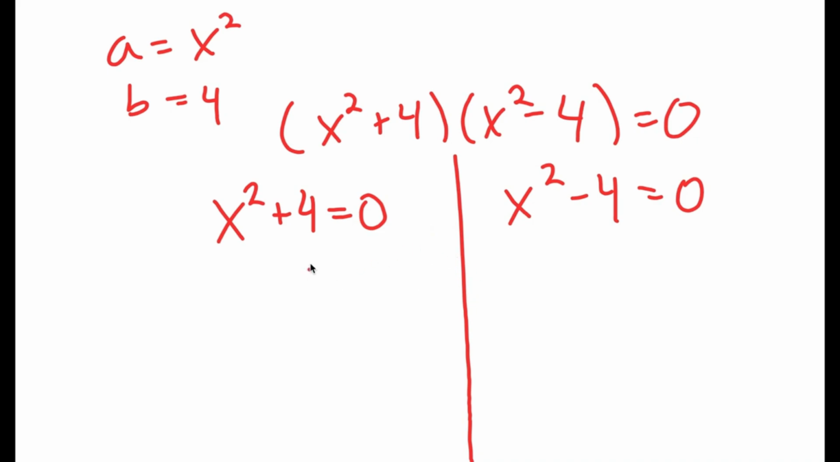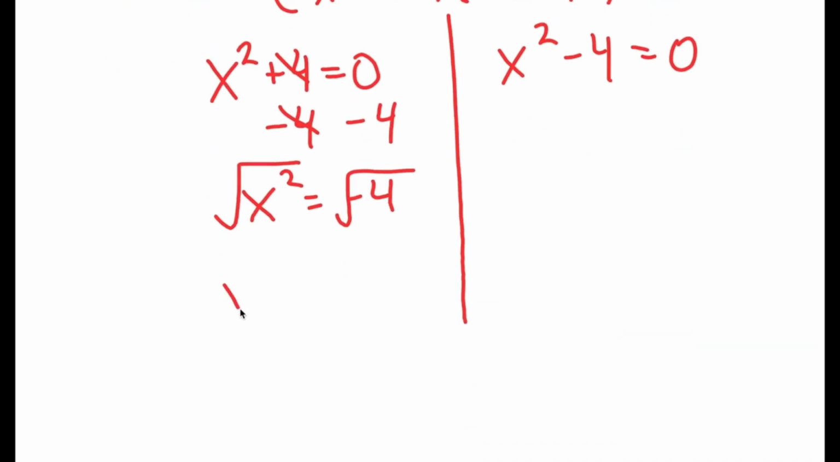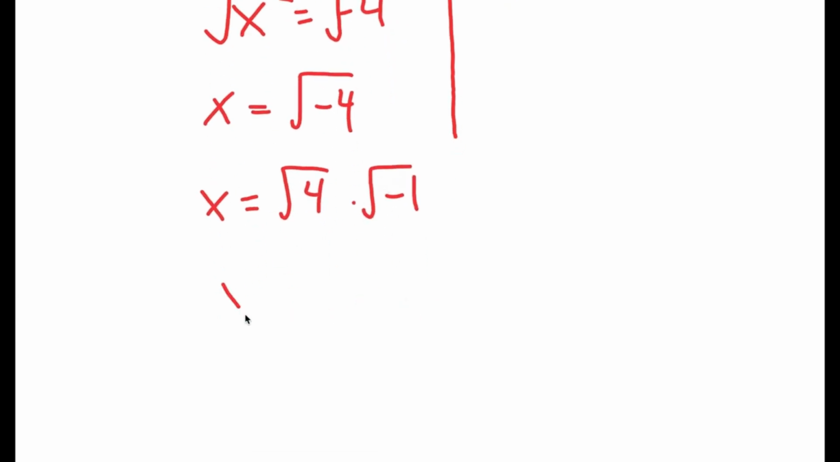So for x squared plus 4 equals 0, I'm going to subtract 4 on both sides. So I get x squared is equal to negative 4. And now I'm going to take the square root on both sides. The square root of x squared is simply x. So I get x equals the square root of negative 4. Now the square root of negative 4 is the same thing as the square root of 4 times the square root of negative 1. And the square root of negative 1 is equal to i. So I get x is equal to 2i. And this is positive or negative.